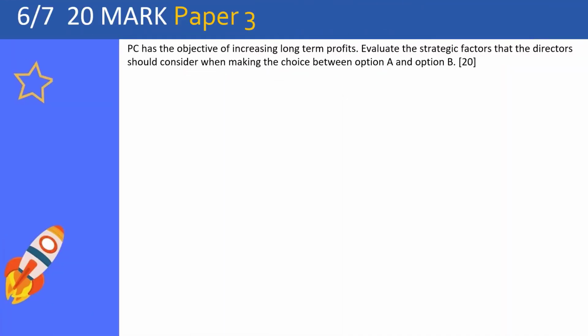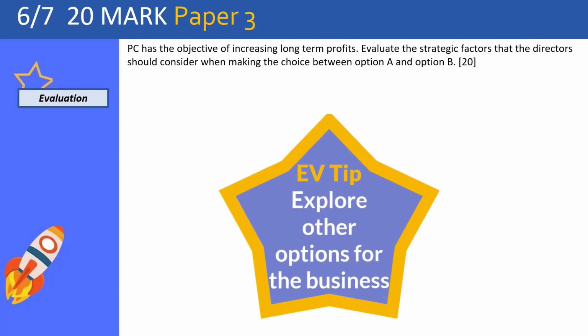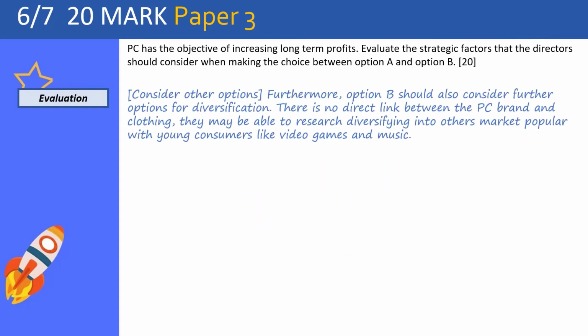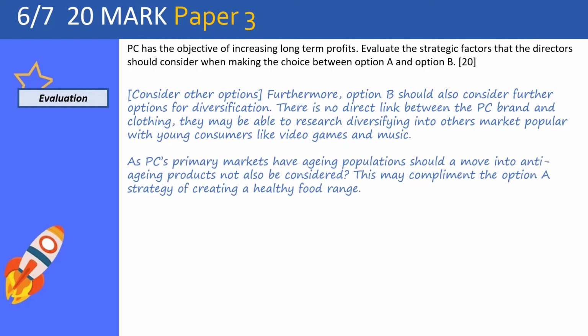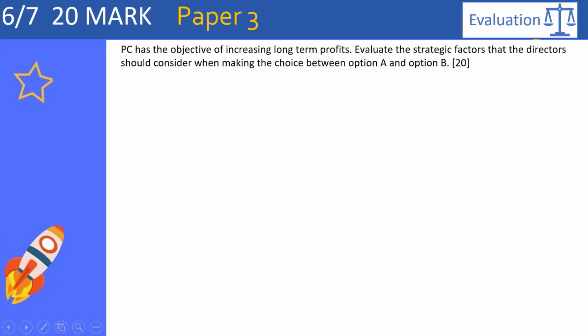We've now scored all the knowledge, application and analysis marks, so our focus switches to evaluation. One useful tactic is exploring other options for expansion other than A and B, and then evaluating why diversifying into other markets would be more likely to be successful using evidence in the case study. Next, we move on to our final evaluation.